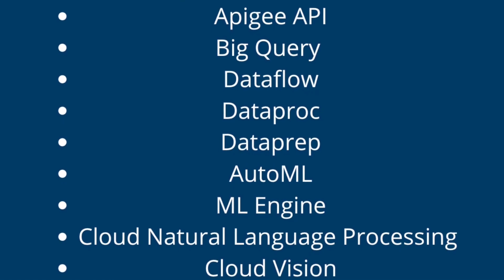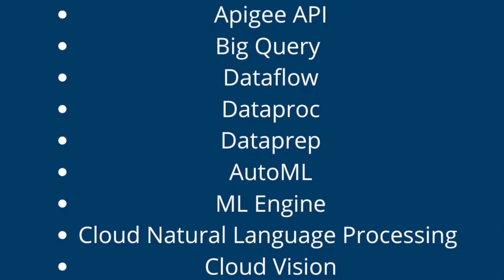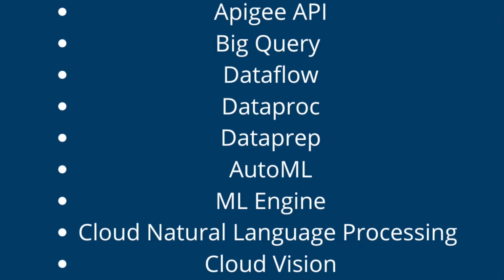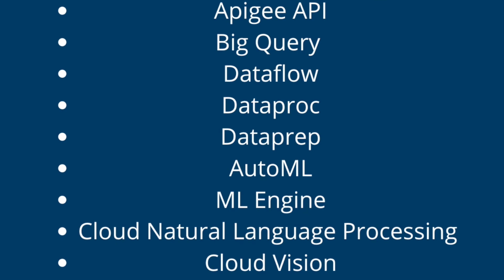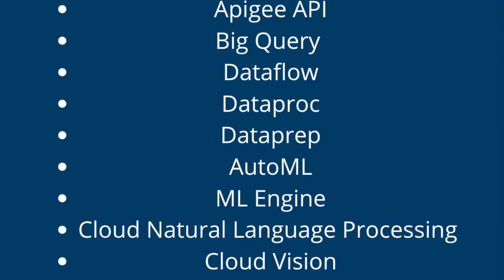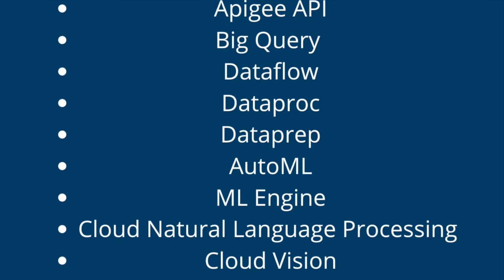Cloud Natural Language Processing and Cloud Vision are both a type of machine learning, and they are for text mining and image recognition. We'll go into all of these further in later videos. But for now, we will explore everything as it comes. We'll take it step by step.